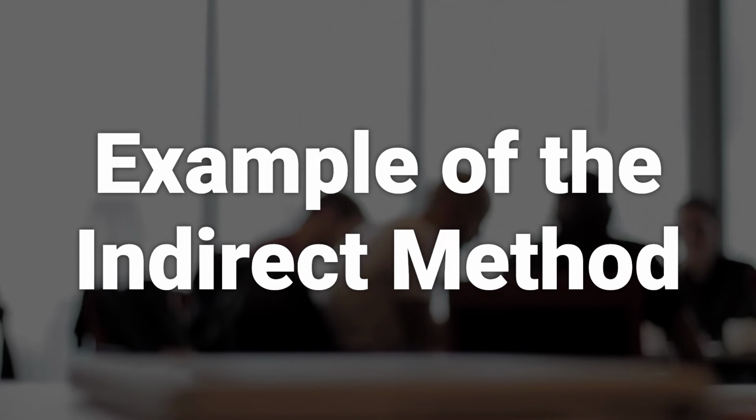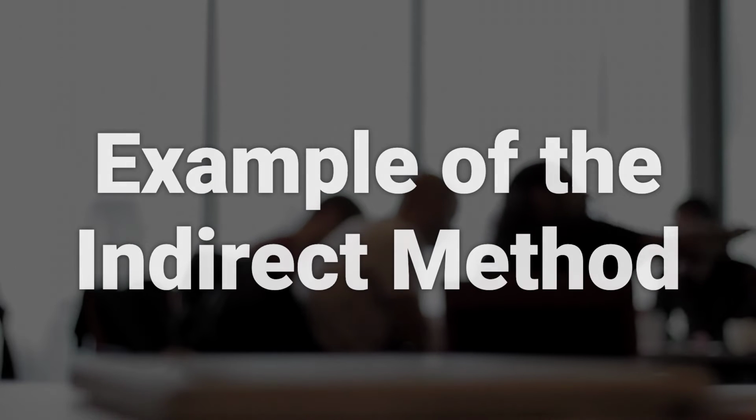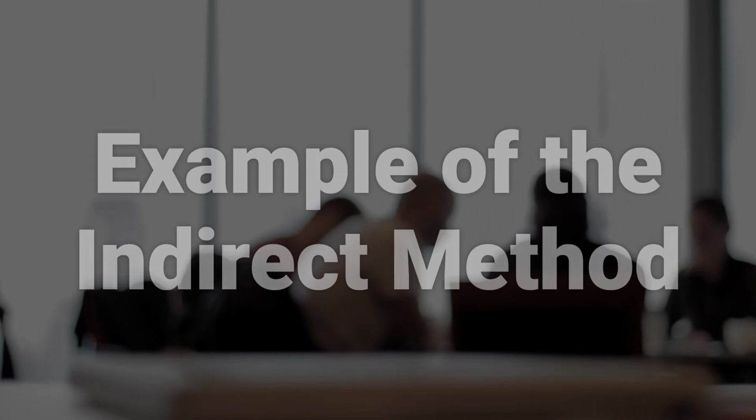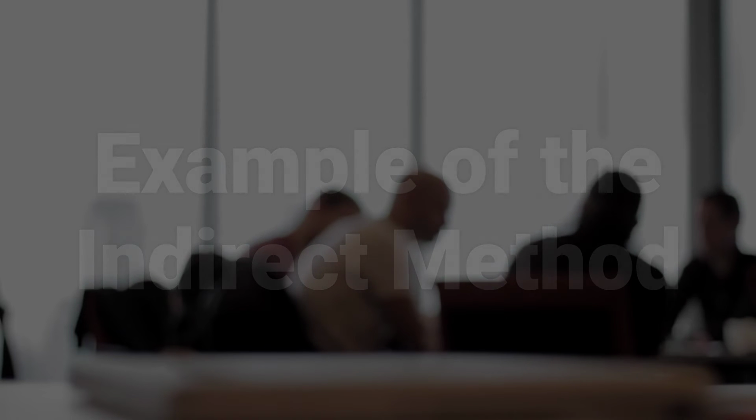Under the indirect method, the cash flows statement will present net income on the first line. The following lines will show increases and decreases in asset and liability accounts, and these items will be added to or subtracted from net income based on the cash impact of the item.